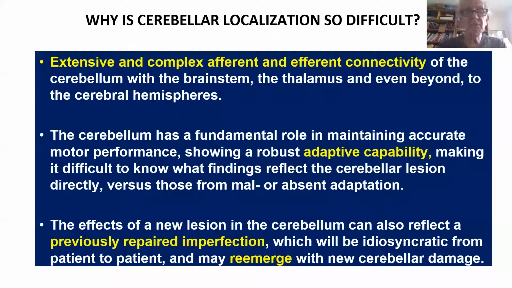There is an extensive and complex afferent and efferent connectivity of the cerebellum with the brainstem, the thalamus, and even beyond to the cerebral hemispheres. There's a whole cognitive syndrome now associated with cerebellar disease. The cerebellum is connected with virtually every part of the motor system of the brain. It's vital. One reason is it has a fundamental role in maintaining accurate motor performance, in showing a robust adaptive capability.